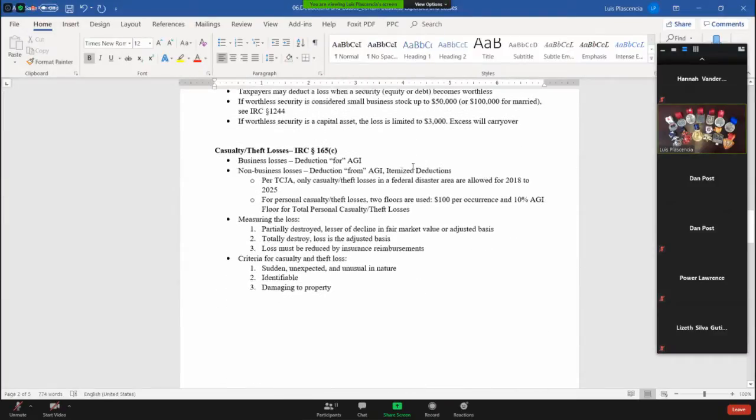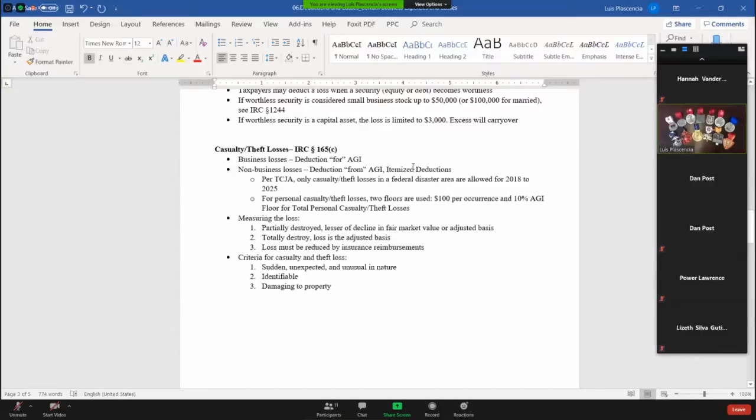I want to talk a little bit about casualty theft losses, just briefly, because these don't really apply that much anymore. Well, for businesses they do, but not on the personal side. But when it comes to business losses, if it's a casualty loss, it's a deduction for AGI. If it's a business property, so if it's a fixed asset, then it's a deduction for AGI. But if it's a non-business asset, it's a deduction from AGI. It's considered an itemized deduction.